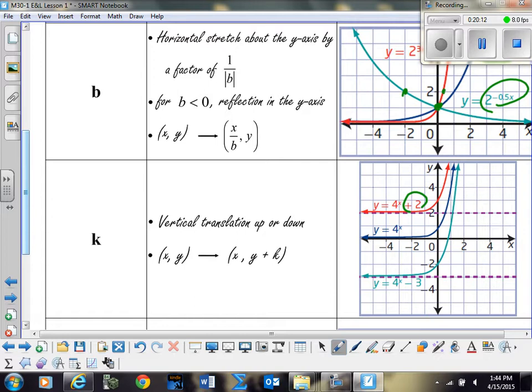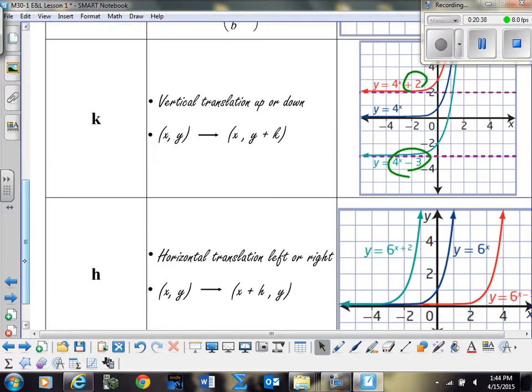If you have a value, let's look at this, y equals 4 to the x is this one. This value is y equals 4 to the x down 3. So if you move a function down 3, that horizontal asymptote is now at -3. We haven't looked at the h value, so that was just vertical. But that's an important one because it affects the asymptote.